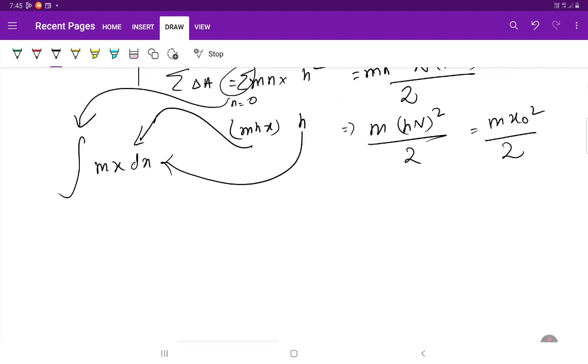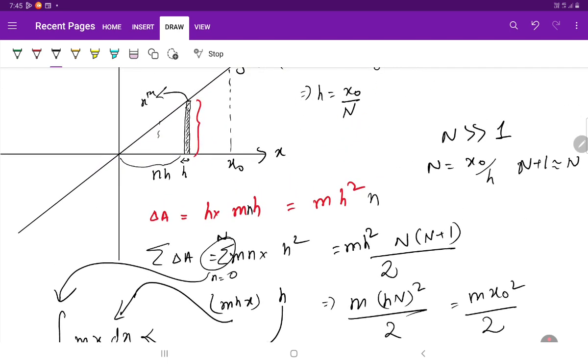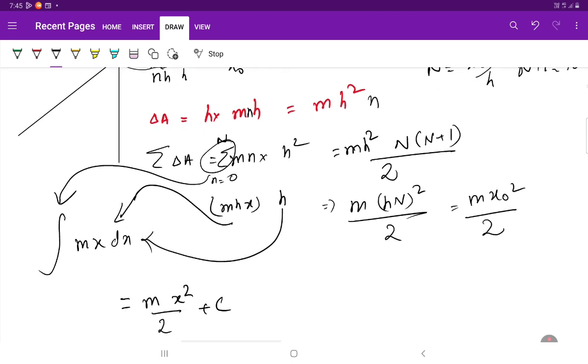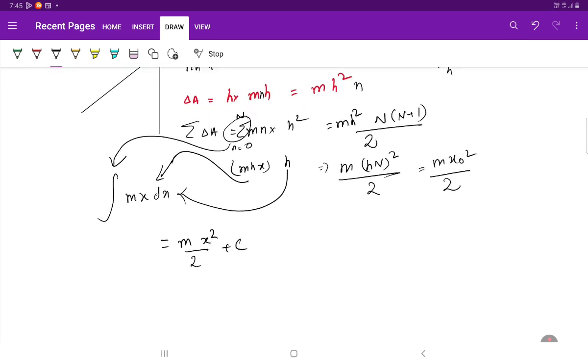So we say that the integration of mx dx is equal to mx square by 2 plus c, but c depends on the initial conditions. Suppose I take the area from x1 to x0, then we have to substitute the values accordingly. That is why the area from 0 to x1 we denote by c, and we adjust the value of c so that the area from x1 to x0 can be found. Okay, I hope you get it till here.